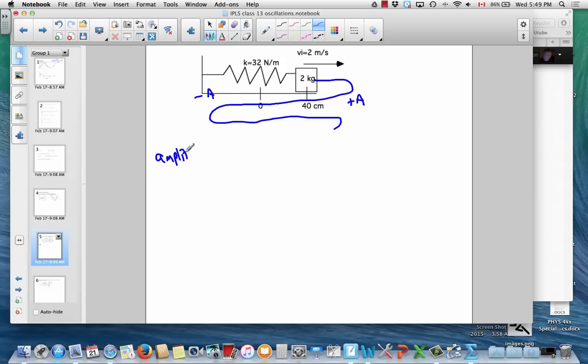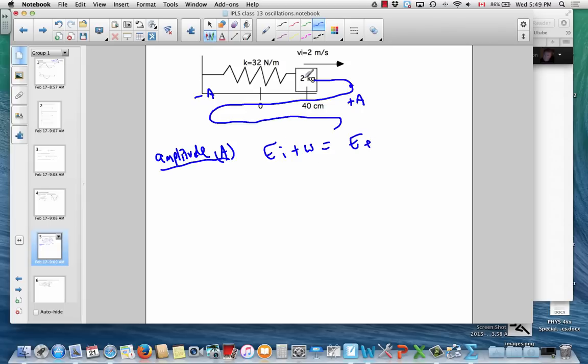There are three variables we need to describe the simple harmonic motion: amplitude, rate of vibration, and initial phase. So for the amplitude, we want to find the maximum distance from equilibrium. Well, way out here, it's actually going to stop. So we can use an energy equation to figure out how far it goes before it stops.